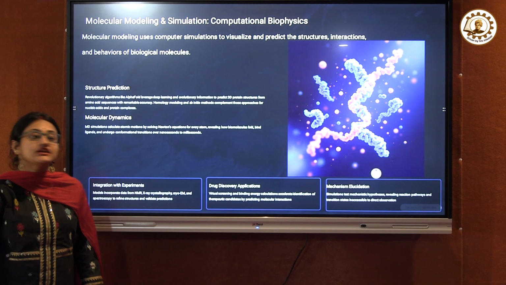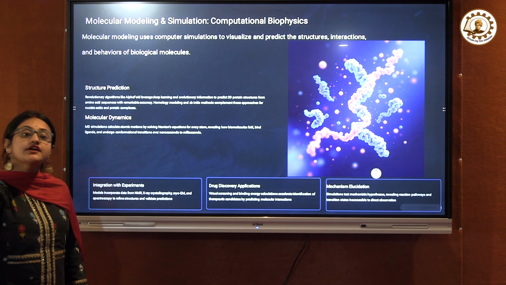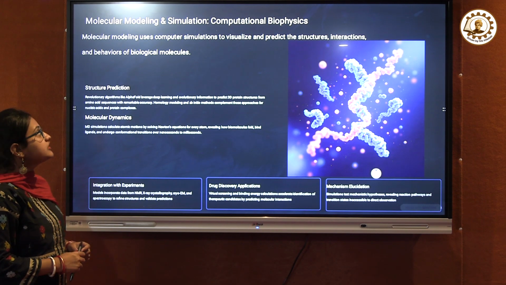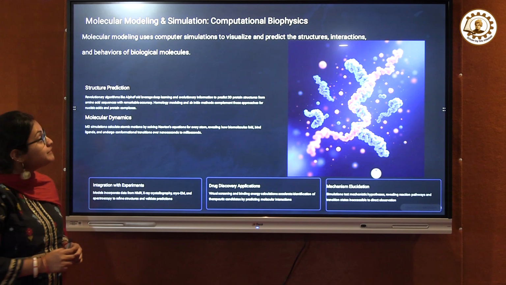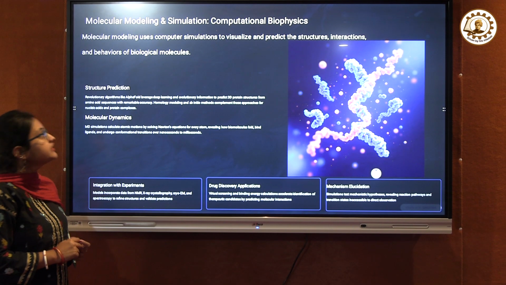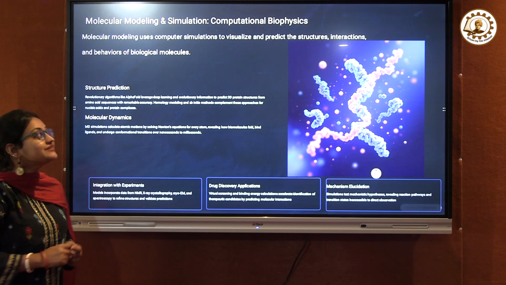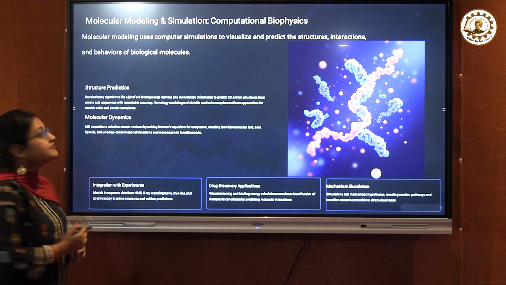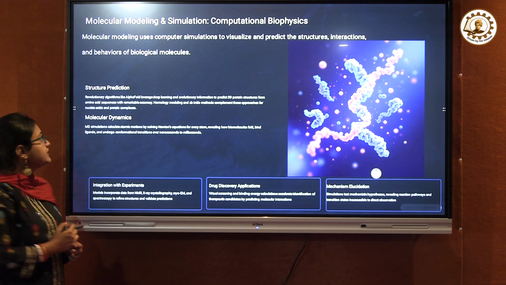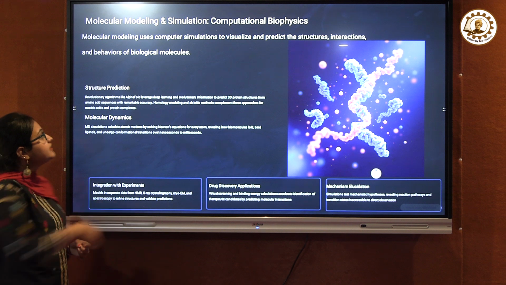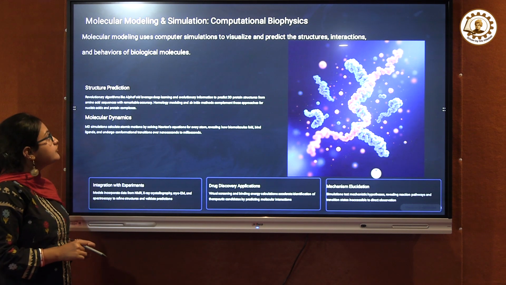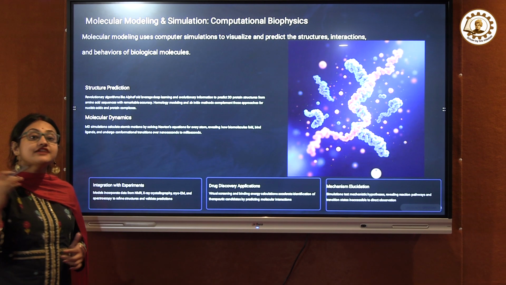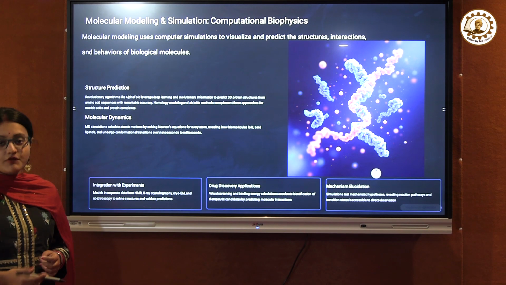Then molecular modeling and simulation. It requires computation, meaning the help of a computer. In biophysics, molecular modeling utilizes computer simulation, meaning computer programming and software, to visualize and predict the structure, interactions and behavior of any biological molecules. You can see there is the structure of a molecule. Structure prediction uses evolutionary algorithms like AlphaFold, and phylogenetic analysis is required to understand the evolutionary mechanism of molecules.